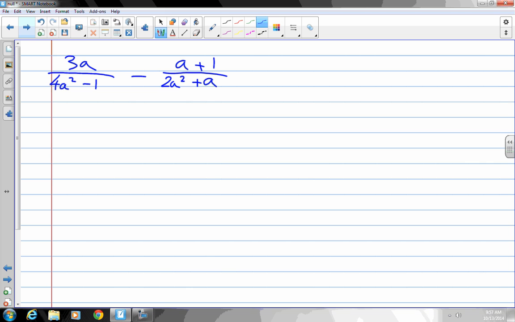So the first thing that I should do is to factor. And this is our step 1. So how can I factor that first denominator? 4a squared minus 1. Well, there are no like terms to combine.